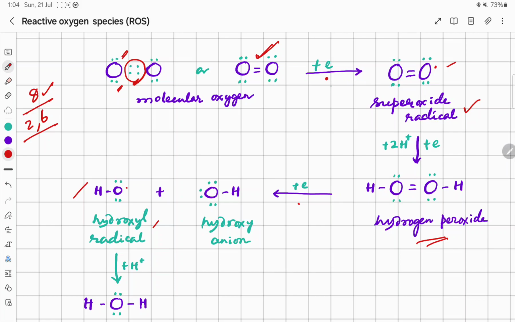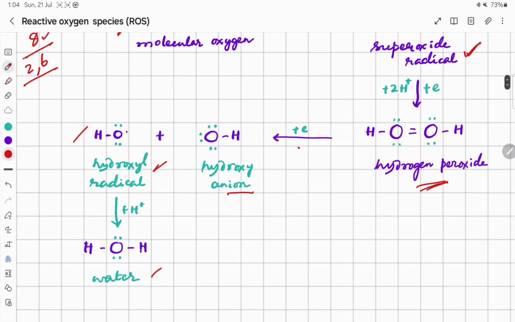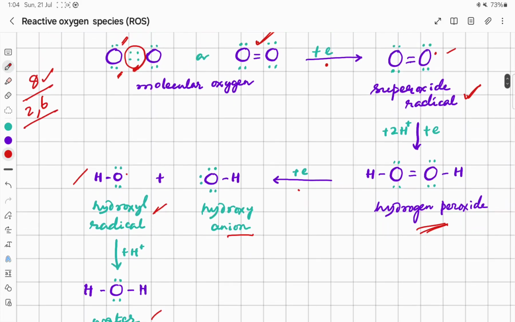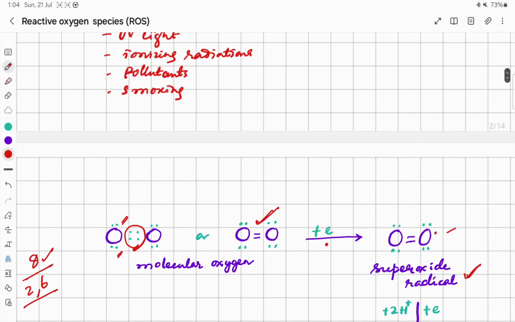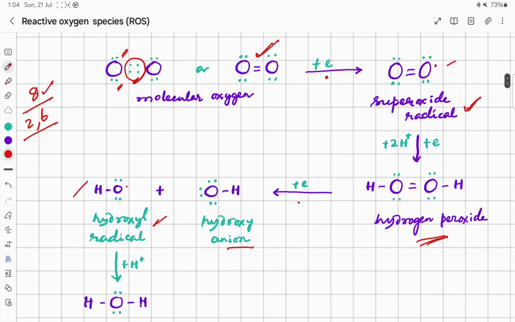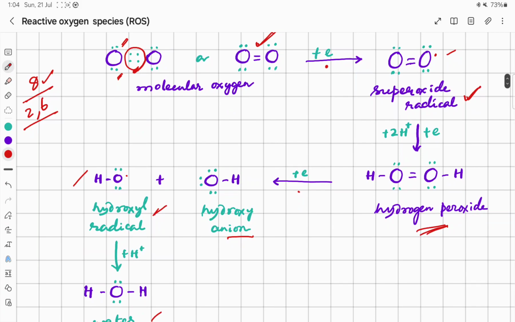Then molecular oxygen in the presence of 1 electron forms the superoxide radical. Then with another electron and 2 hydrogen it forms hydrogen peroxide. Then with another electron, hydroxyl anion and hydroxyl radical are formed. Hydroxyl radical with H plus forms water. So as we said, reactive oxygen species are byproducts of cellular metabolism. During the conversion of oxygen to water, the superoxide, hydrogen peroxide and hydroxyl radical are the byproducts.